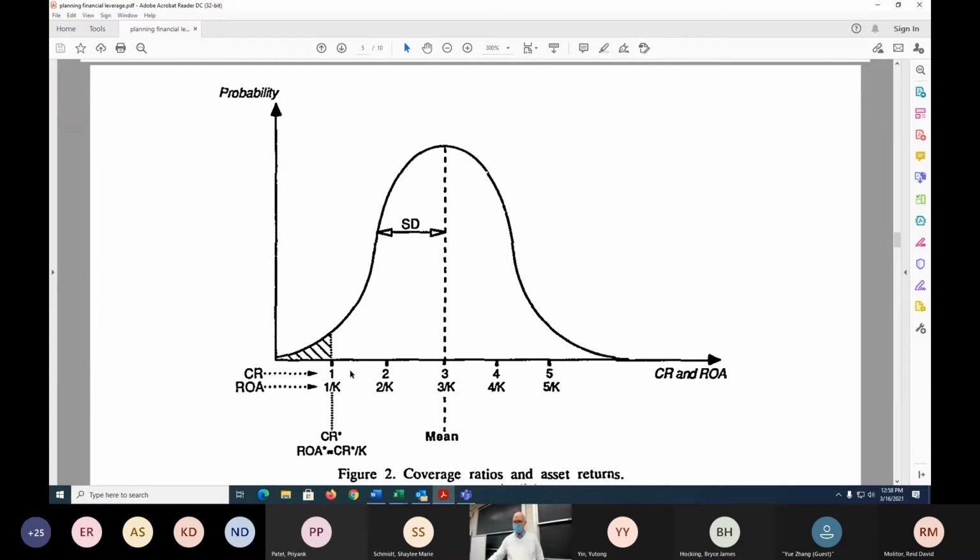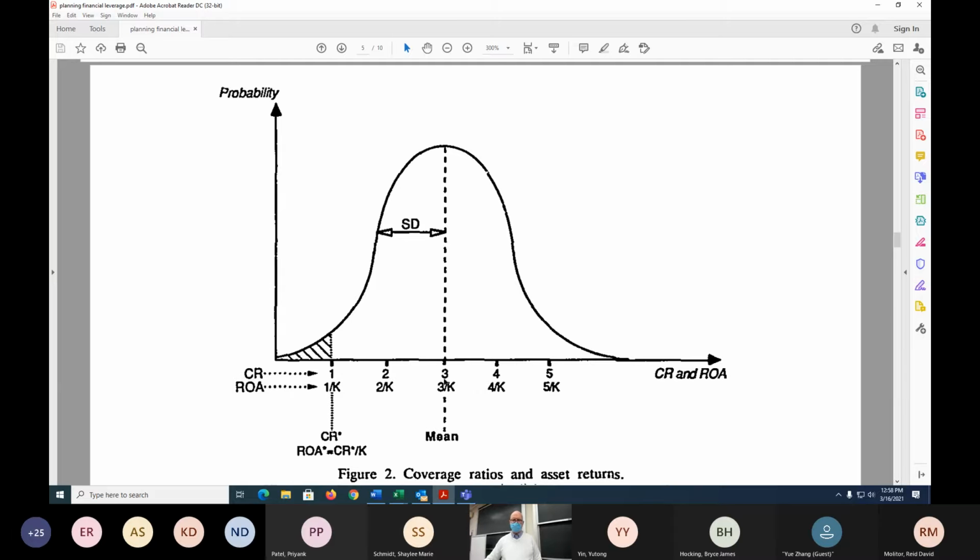So what this tells me is that if I want a coverage ratio of 1, then the required ROA will be 1 over this K. If I want a coverage ratio of 2, the required ROA will be 2 divided by the same constant. Okay, and 3, 4, 5, and so on. Now, do you see what happens here?